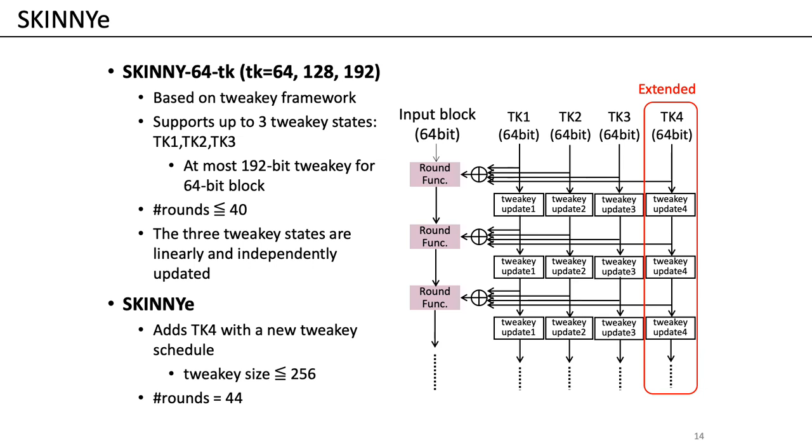Skinny is based on the tweakey framework. Skinny-64 is a variant with a 64-bit block and can have up to 3 tweakey states, namely TK1 to TK3. So the 192-bit tweakey is the maximum, and the number of rounds is at most 40. These 3 tweakey states are linearly and independently updated. In Skinny E, we extended the original Skinny by adding a new tweakey state, TK4, along with a new linear tweakey schedule. Skinny E supports a 256-bit tweakey with a 64-bit block. For ensuring the security, we extended the number of rounds to 44. Please see our paper for details about the security analysis.